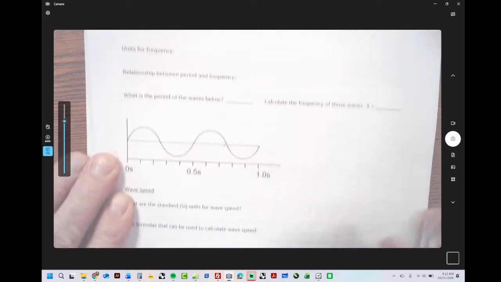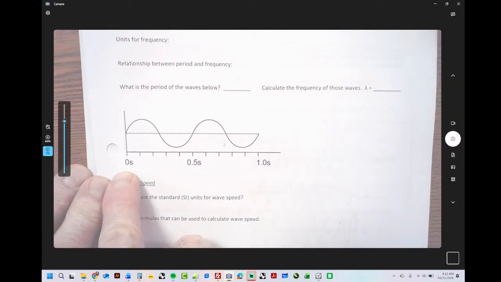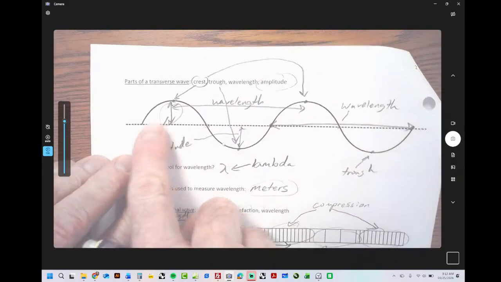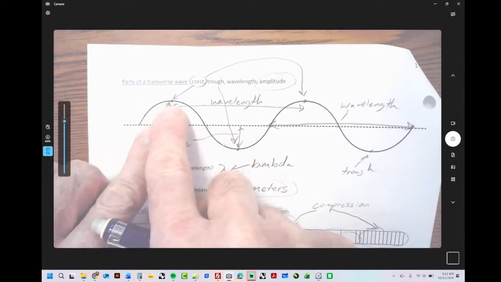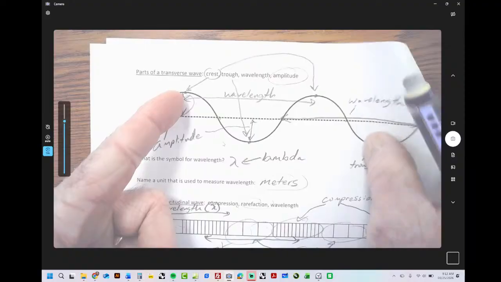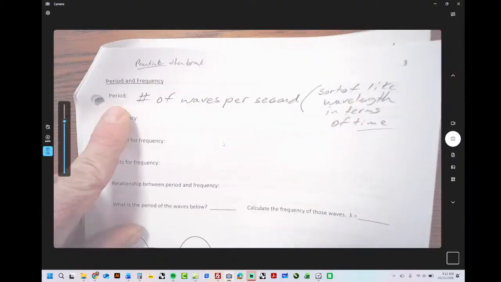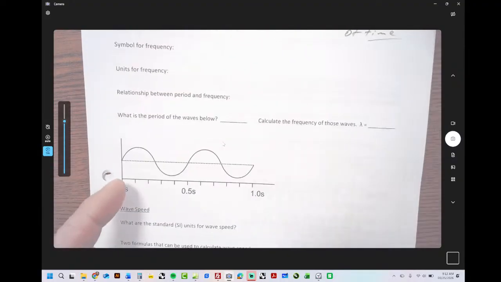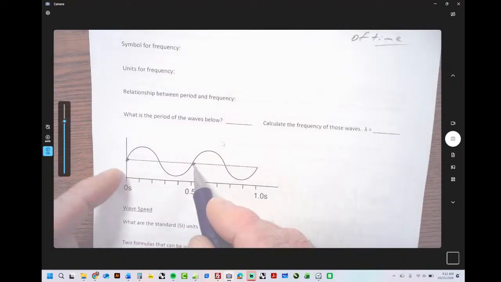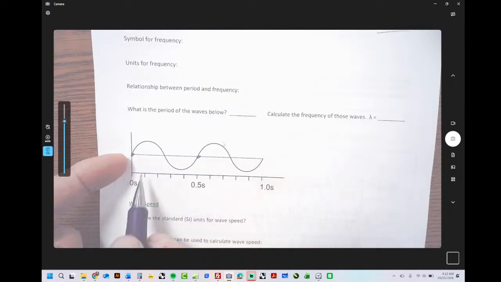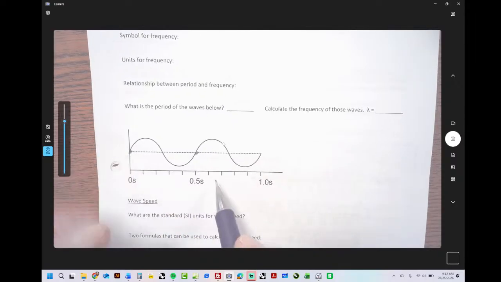If you look at this picture down here, we've got time here, and on the previous page, this was distance. So the wavelength would be from this crest to that crest, how many meters that is. But period is like wavelength, except it's time. So if you went from here to here, that's one wavelength, and the period is the number of seconds that takes.